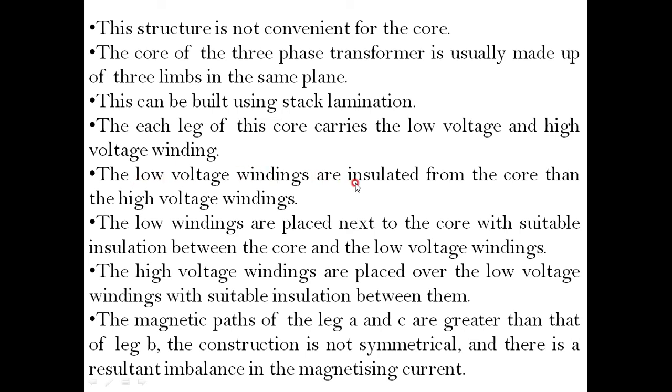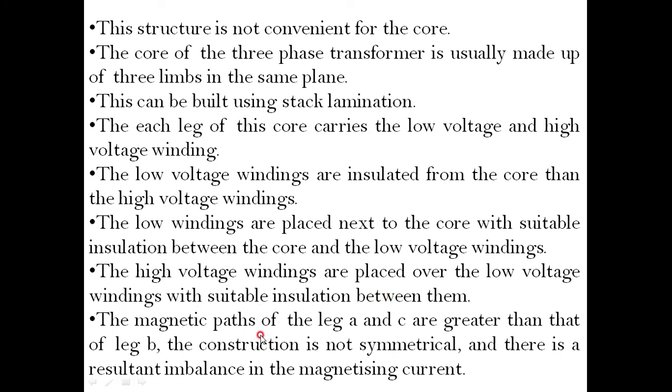The low voltage windings are insulated from the core, then the high voltage winding. That is, usually the low voltage winding, either it may be primary or secondary, is wound next to the core, and on that we wind the high voltage winding. The high voltage windings are placed over the low voltage winding with a suitable insulation between them.